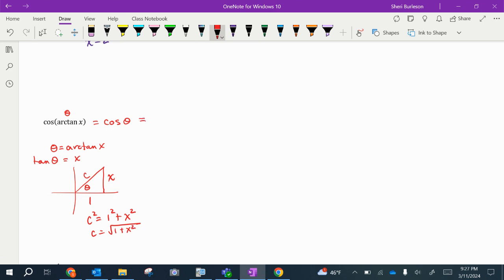So my cosine of this angle is going to be, cosine is adjacent over hypotenuse. So this will be 1 over the square root of 1 plus x squared, or I could write it as the square root of x squared plus 1. But I cannot take the square root of both of the pieces because there's addition or subtraction inside the square root.